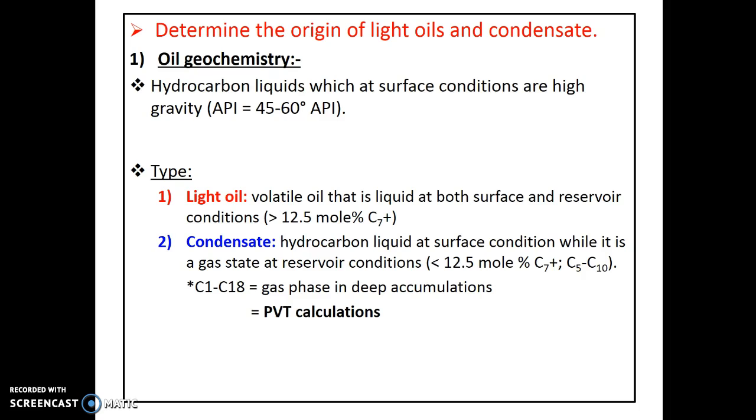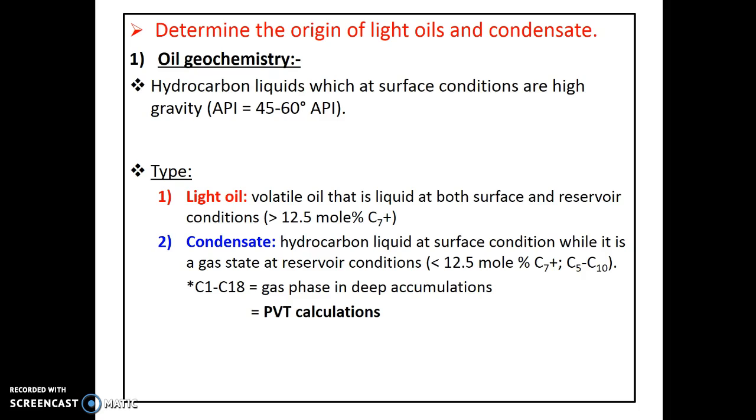Specifically, light oil refers to volatile oil that is liquid at both surface and reservoir condition, with the mole percent of carbon 7 and above being more than 12.5. While condensate is a hydrocarbon liquid at surface condition, while it is in a gas state at reservoir condition, in which the carbon atoms are C5 to C10, and the mole percent of carbon 7 and above is less than 12.5 mole percent.